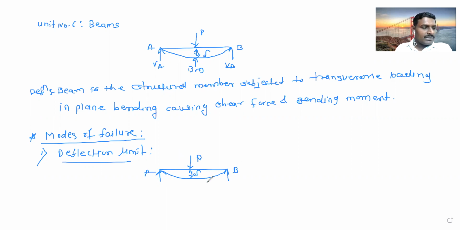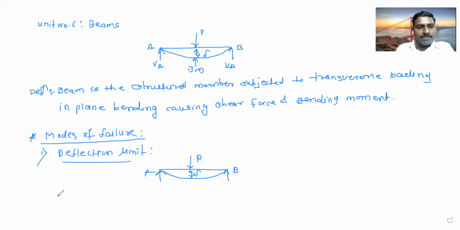There will be possibility of deflection, which means there will be possibility of bending also. We are calling it bending. So this shape is the bending of the steel section. Bending of the steel section is nothing but the deflection.